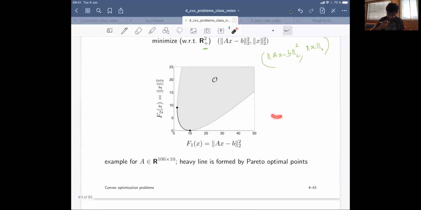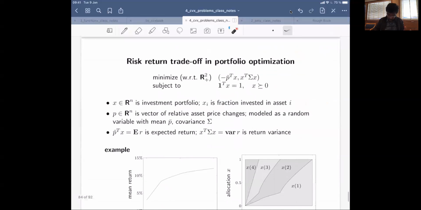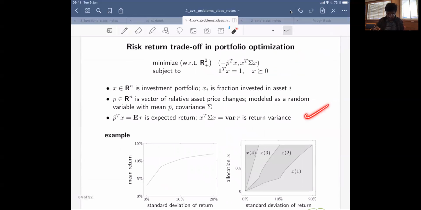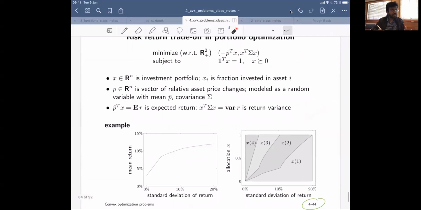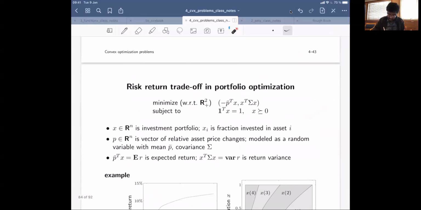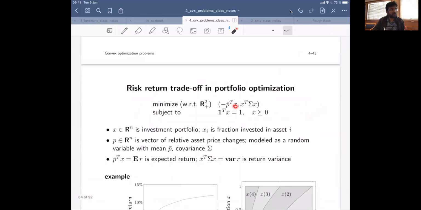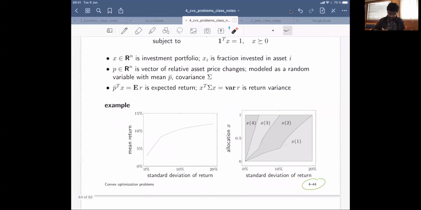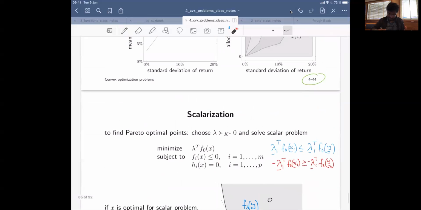So this is an example. Now let's move. There is a problem from finance. Let's discuss it at the end, but it is the same thing I was saying. These are the fractions of stocks that you are buying. So this is the minus of return, which you want to minimize. And this is the risk, which is basically associated with the variance. Let's skip that.